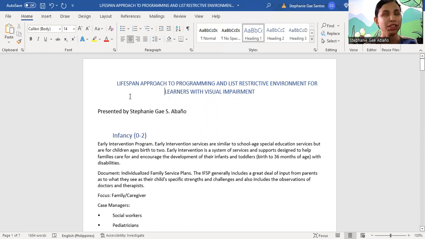To start with, after the comprehensive assessment after the birth of the child, it is now important to have what we so-called learning development, to be able to attain the holistic development of the child with visual impairment. We have programs for the child to have holistic development as he or she grows. So what are those programs, considering the lifespan approach of the child?